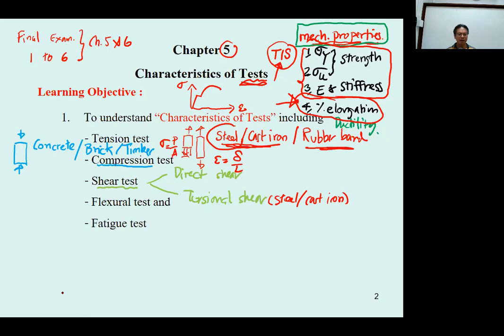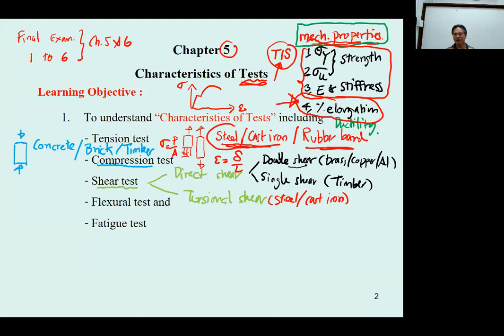What kind of material do you test for direct shear? There are two things. One is the double shear format, and another one is the single shear format. What do we test for single shear? We test timber. And which one do we test for double shear? We test brass, copper, and aluminum.